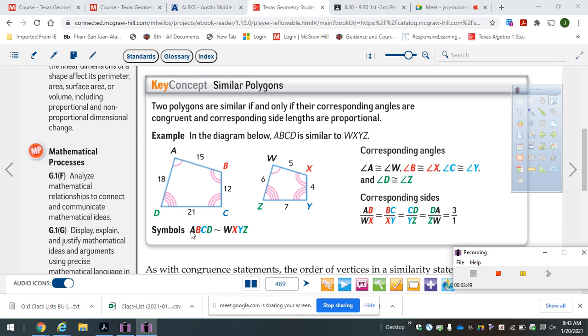So the way they named this one, ABCD is similar to WXYZ. Look at the order. A is similar to what? W. So A corresponds to W. As far as A's measure of angle and W's measure of angle, exact same thing. Now, if you look from A to B, the side length, and from WX, it's the side length that corresponds to it. Those two side lengths have a relationship. Look at the relationship they have. It's proportional.